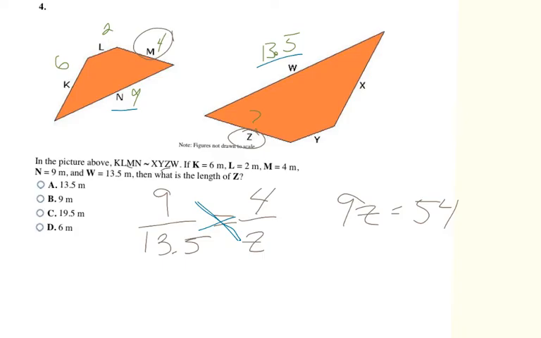And then you divide both sides by 9. These 9s cancel, and I'm left with just Z. And then 54 divided by 9 is 6. And Z equals 6, which is going to make my final answer D.